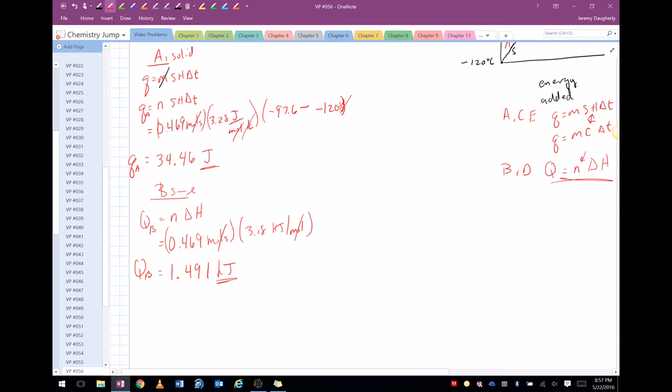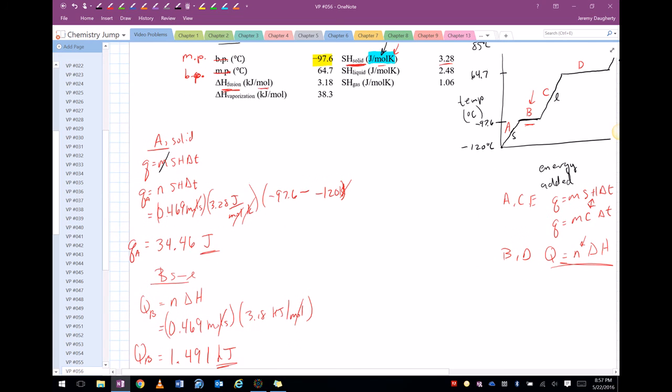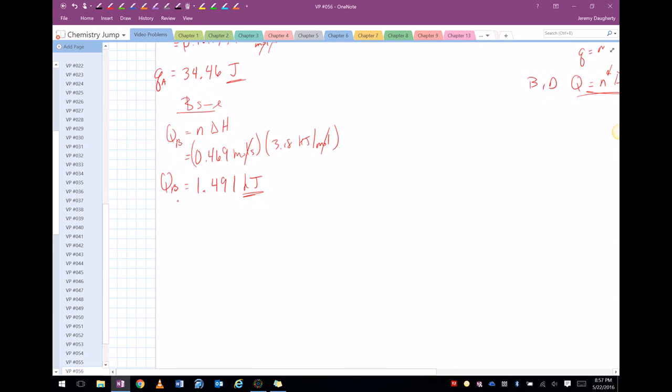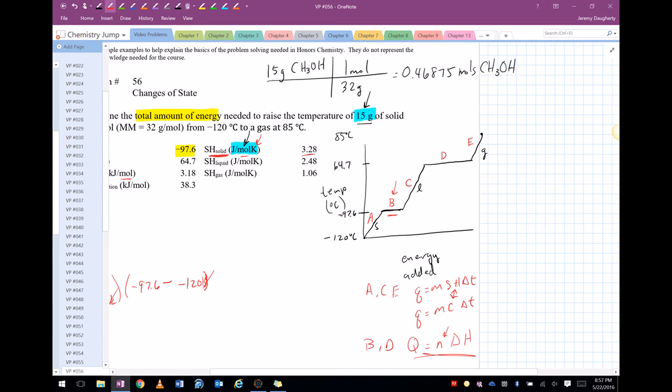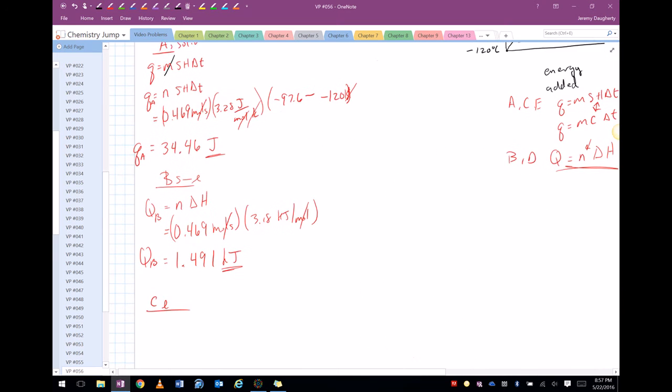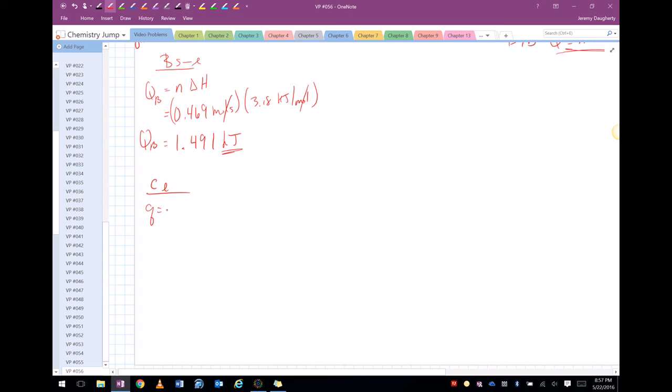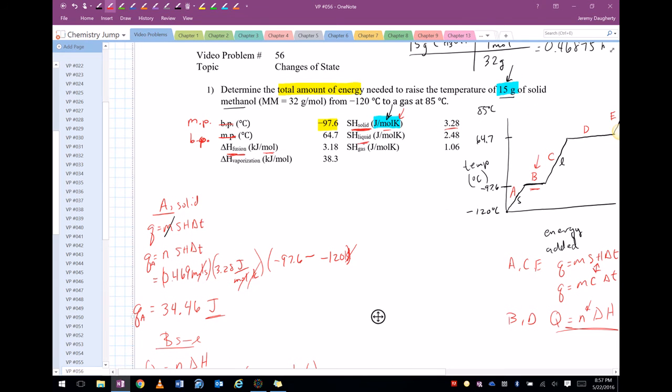Okay. Now I'm just going to do the rest, right? Because the rest are just like these, right? So let's go ahead and do C down here. Right? And C is the liquid, and C is where we're going from negative 97.6 to 64.7. All right. So, the temperature's changing, so we're going to use Q is equal to n SH delta T. That's that 0.469 number. All right. The SH now is different because it's the specific heat capacity of liquid. A solid, liquid, and gas are going to have different specific heat capacities.